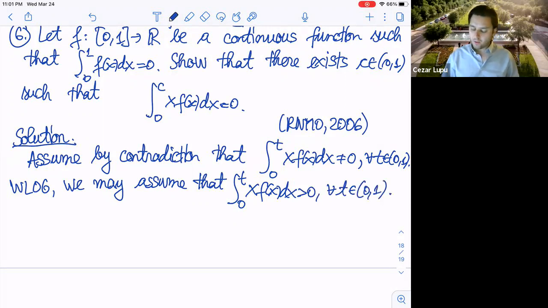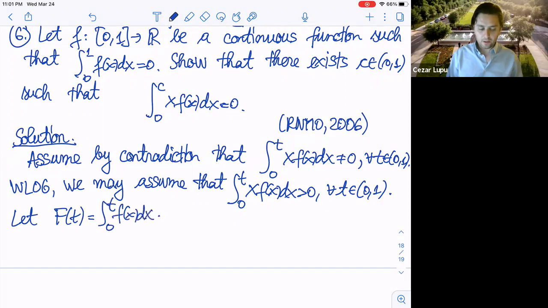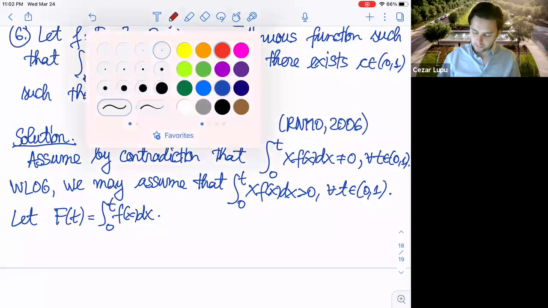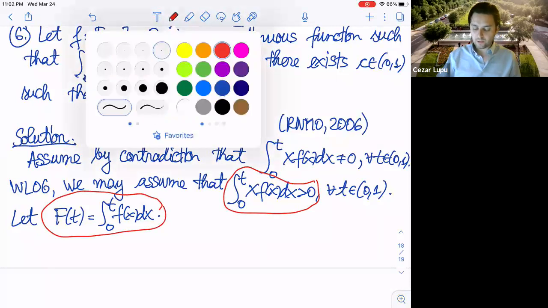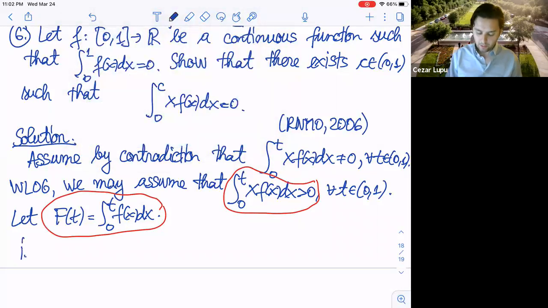Okay. And now let me consider the antiderivative F of t to be the integral from 0 to t of f of x dx. And now the idea is we would like to relate these two integrals, right? So we would like to relate this integral from 0 to t of x f of x dx with this one here. So that is the main idea. So how can we do this? Well, we can integrate by parts. So integrating by parts, we have that.